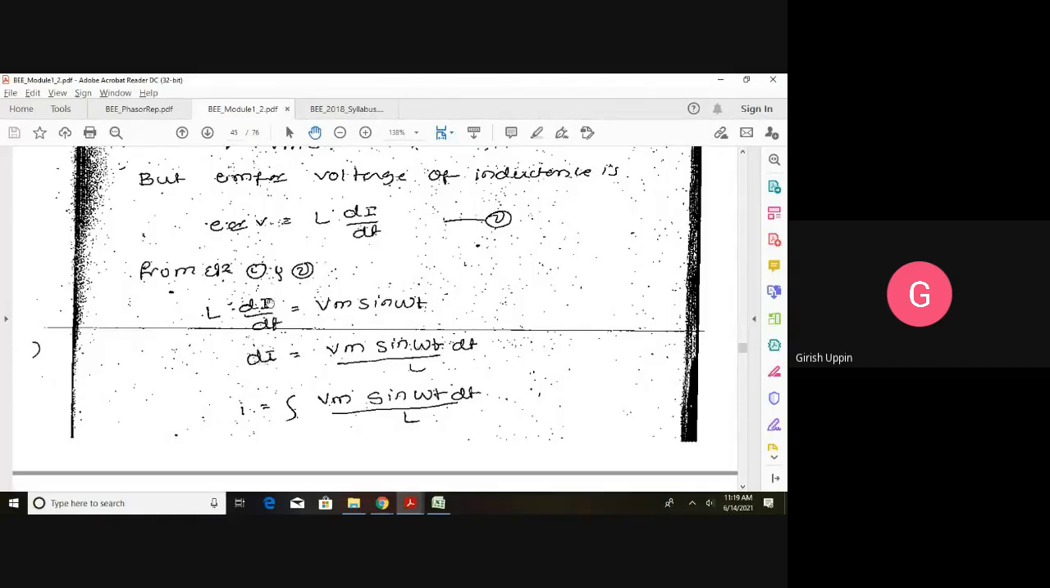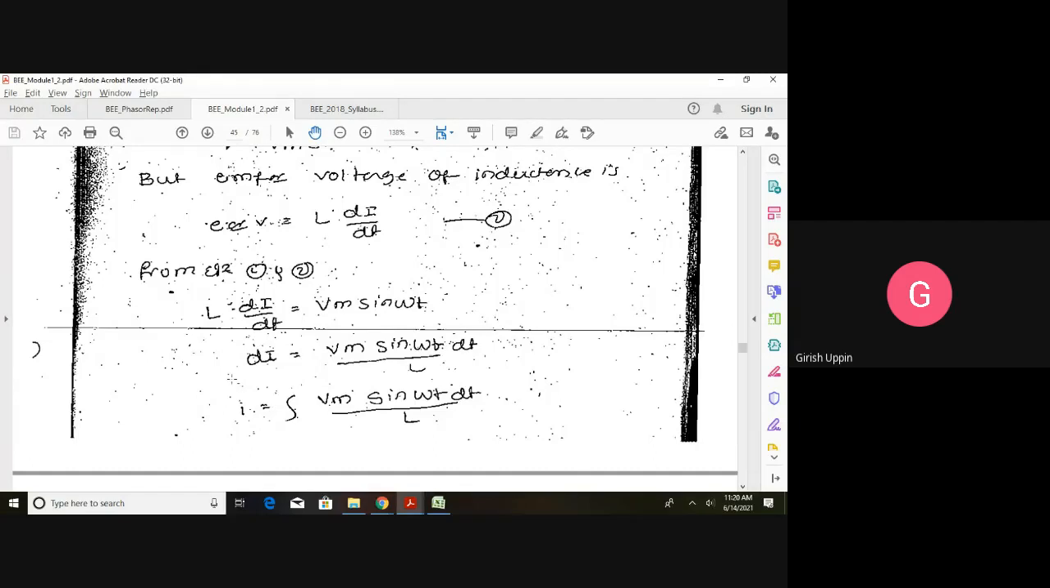Therefore, we take dt on the right hand side, and L will come to the denominator. So we get di is equal to Vm sin omega t into dt divided by L. That is, this is a small part of the current. If I want to find the instantaneous value of the current, then I have to integrate the left hand side and integrate the right hand side.